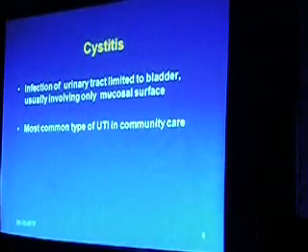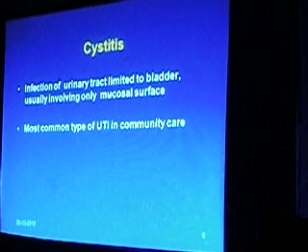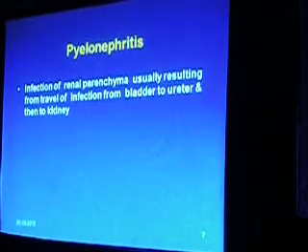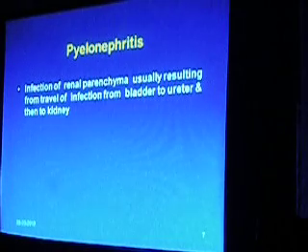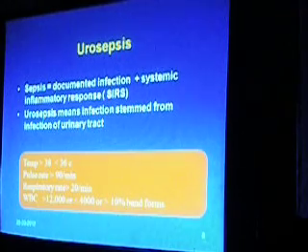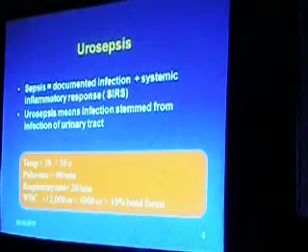Next slide. Cystitis is infection of the urinary tract which is limited to the bladder. It involves only the mucosal surface, and it is the most common form of UTI. Next slide. Pyelonephritis is a clinical infection involving the renal parenchyma. Next slide. Urosepsis is when you document somebody with urinary tract infection having developed sepsis, that is, documented infection by positive culture and a systemic inflammatory response, which is defined by the criteria of the ACCP.